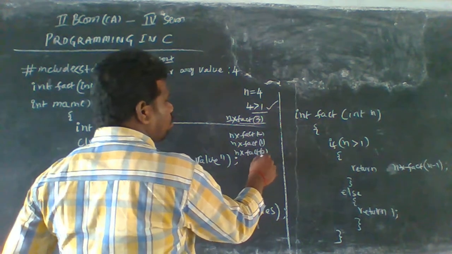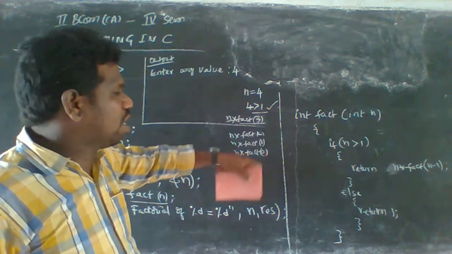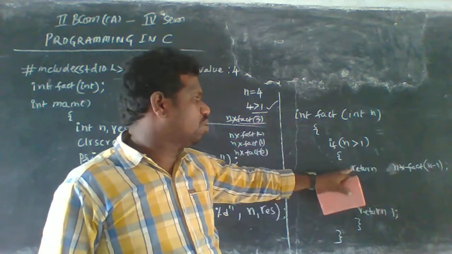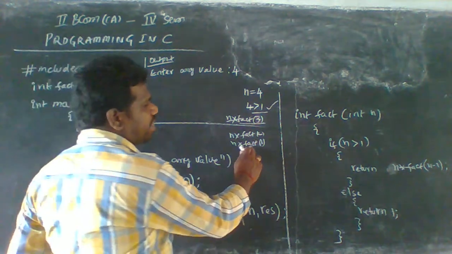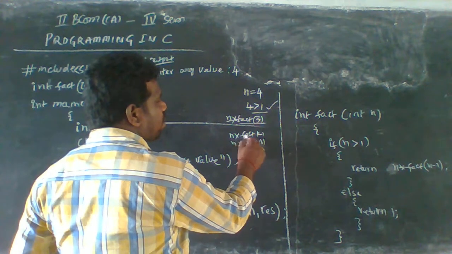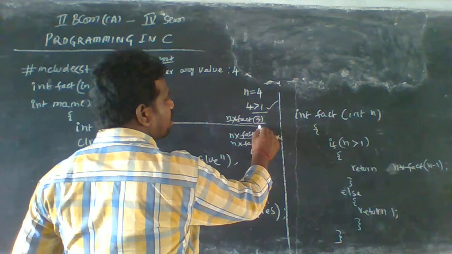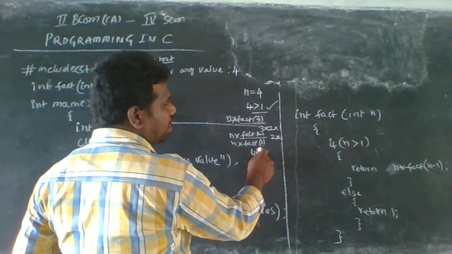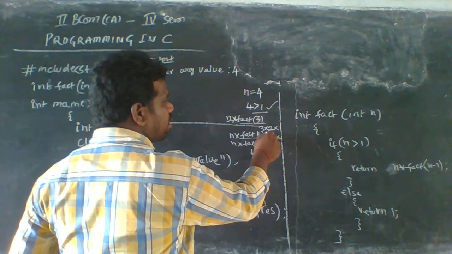fact of 0. Whenever the value is 0, that means 0 less than or equal to 1, the condition becomes true here. Whenever the condition is true, it is going to execute the return statement. That's why it returns the value 1. Okay, fact of 1 means only the value 1 here. And fact of 2 means 2 into 1 here. Fact of 3 means 3 into 2 into 1 here. This is calling this function, this is calling this function, this will call this function.